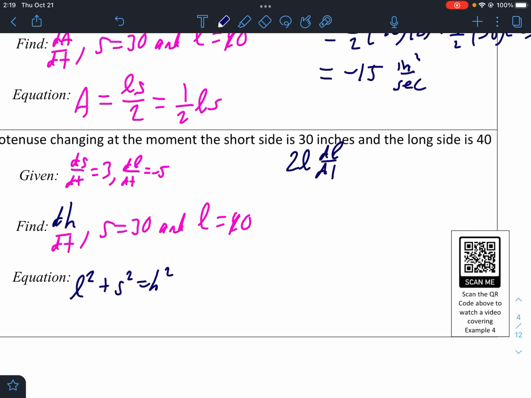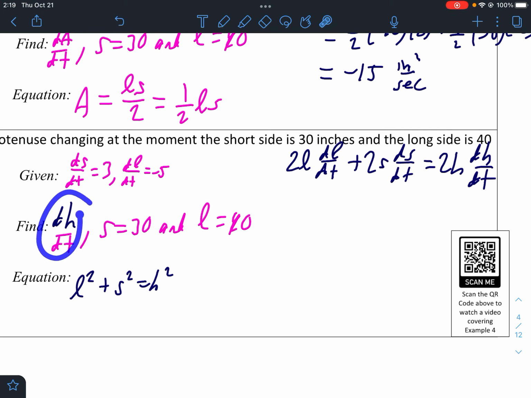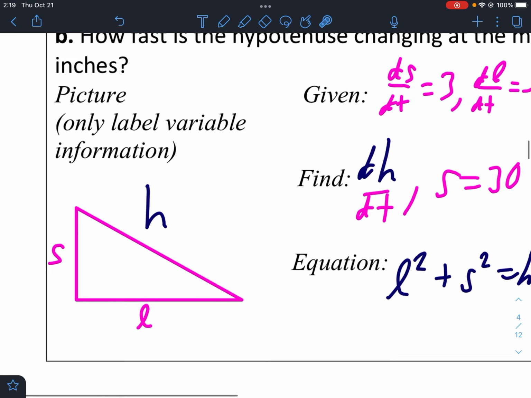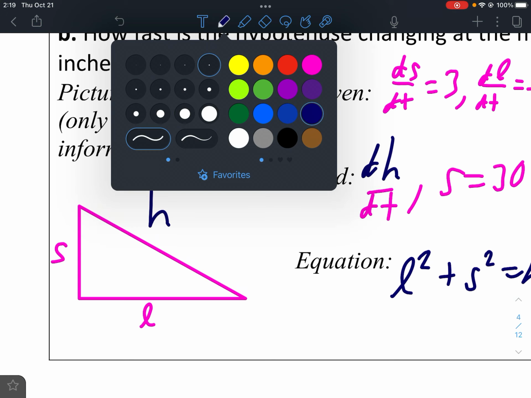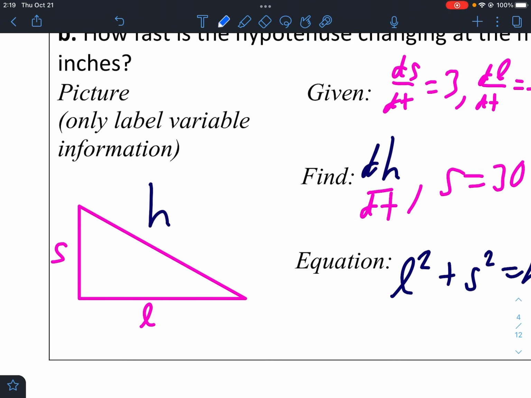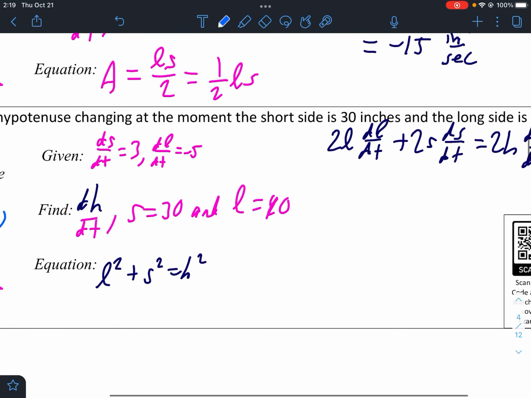Taking our derivative, we get 2L dL/dt plus 2S dS/dt equals 2H dH/dt. All right, and we should know everything there except for dH/dt. Now, right now we don't have H, but we could find it pretty quickly. Knowing that L right now is 40 and S right now is 30, if we just do the Pythagorean theorem, we would get H right now is 50.